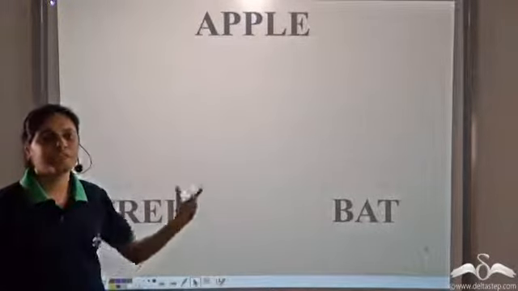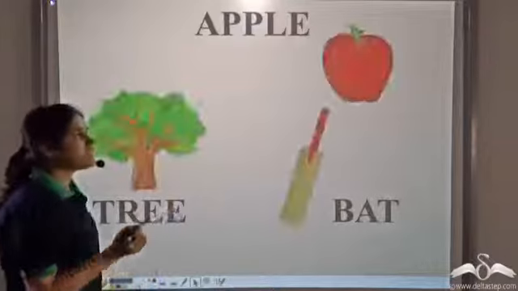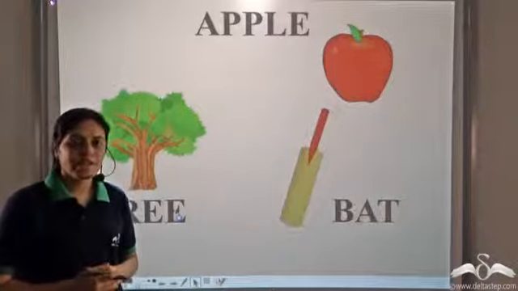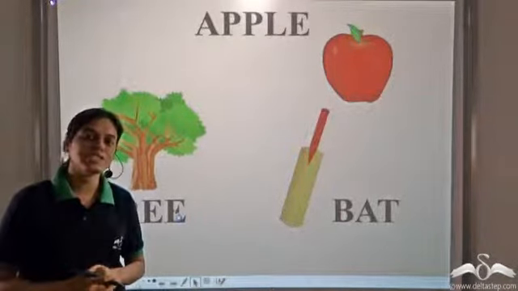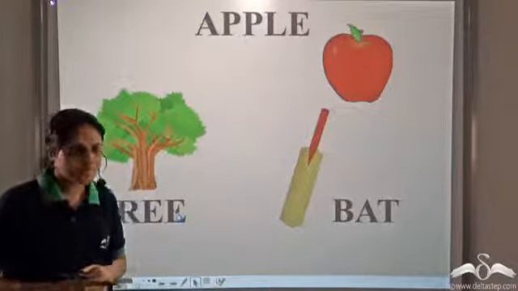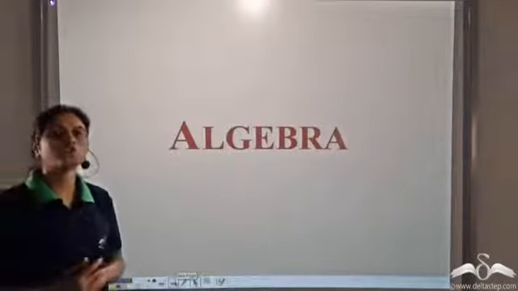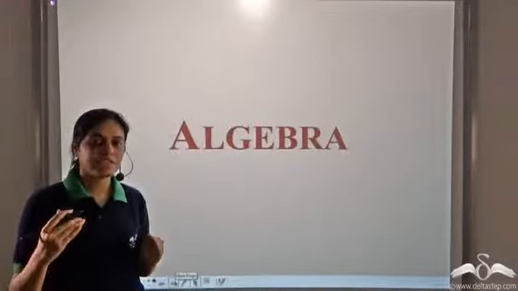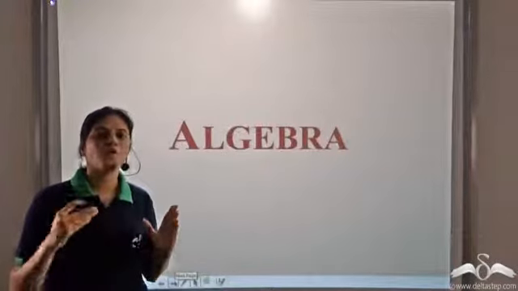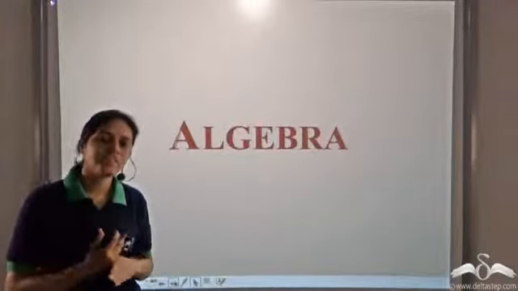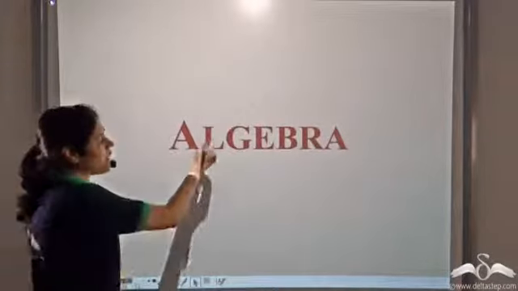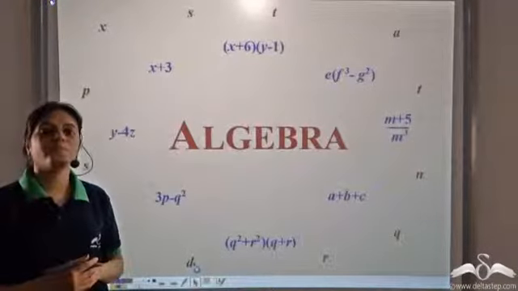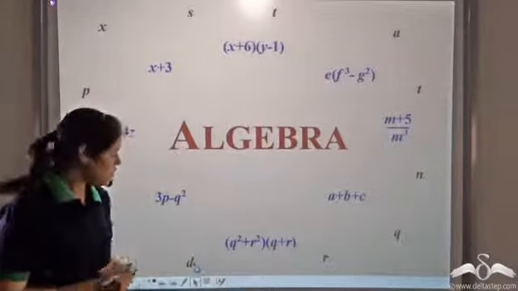Apple, tree, bat. These things must have come to your mind as I said these words. Well, every language is a set of words which represent something meaningful. Algebra is also a language in mathematics. Just like English is a set of letters which combine to form words and sentences that represent something meaningful, algebra contains variables which combine to form meaningful expressions.